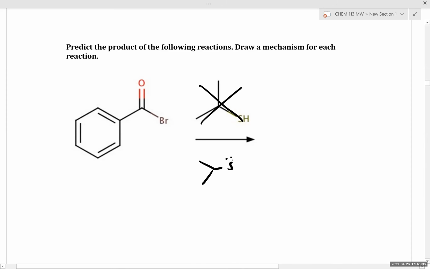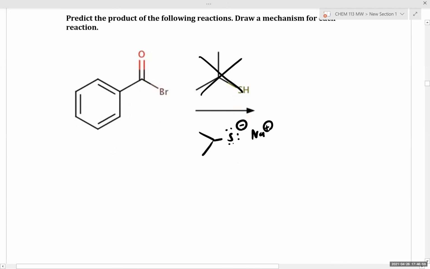So let's look at what happens if we use the anionic derivative, which we can prepare with sodium hydride or any reasonably strong base. Okay, so we have an electrophilic acyl bromide. We have a nucleophilic thiolate anion. Would anyone like to try and draw out the mechanism for this reaction?